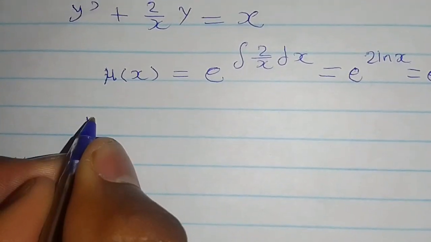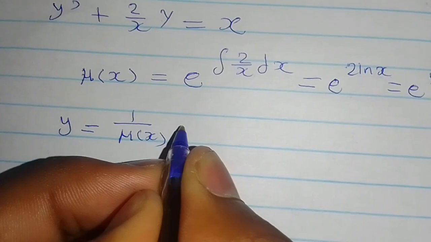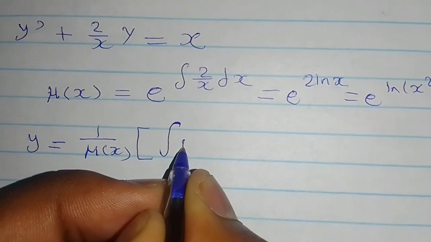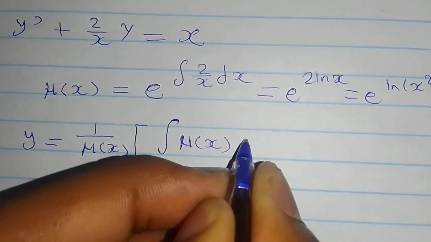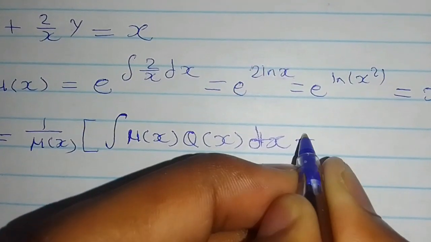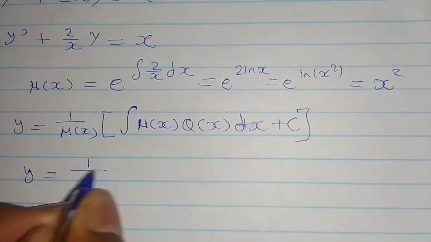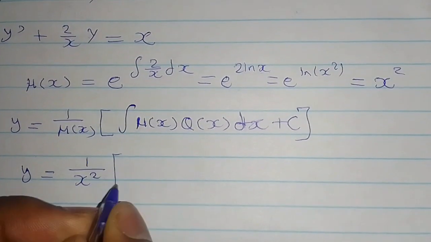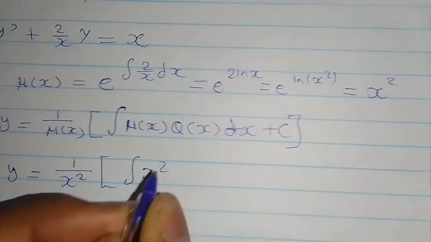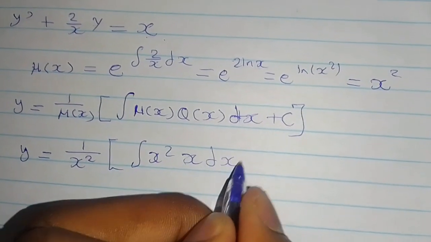So then we have y equals, the general formula is written like this, 1 over mu of x times the integral of mu of x multiplied by q of x dx plus some constant c. And then from here you just have y equals 1 over x squared times the integral of x squared multiplied by q of x, and q of x in this case is just x, dx plus some constant c.